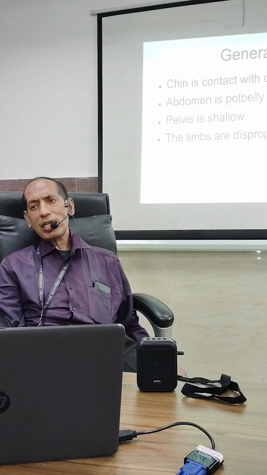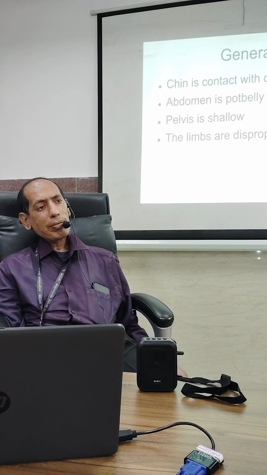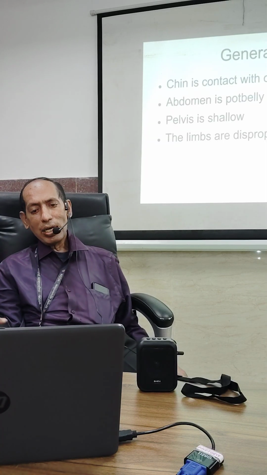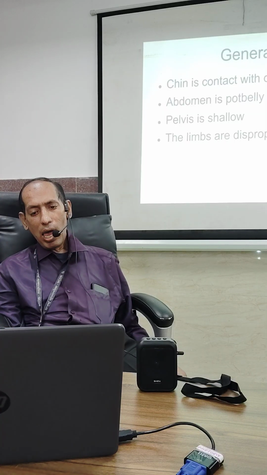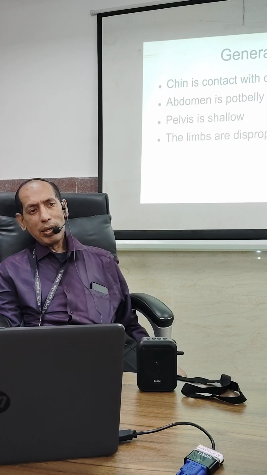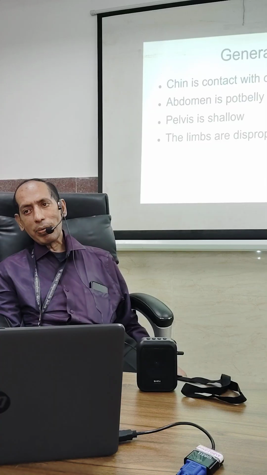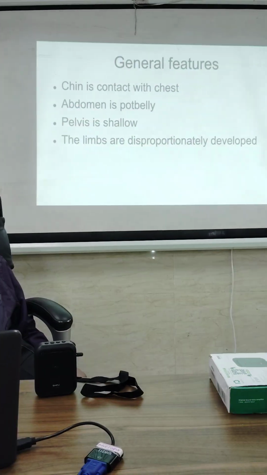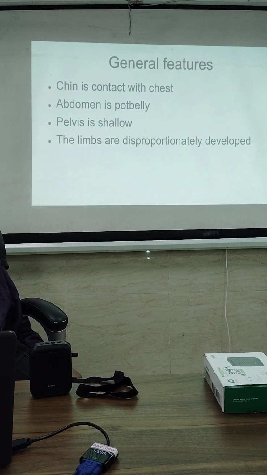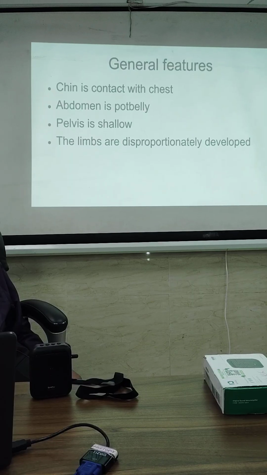General features: the newborn has no neck, because the chin is in contact with the chest. The abdomen is pot-bellied, not at birth but a little after birth, because of the large liver. The pelvis is shallow. Because the pelvis is shallow, a lot of pelvic organs are abdominopelvic, especially even an empty bladder is abdominopelvic.